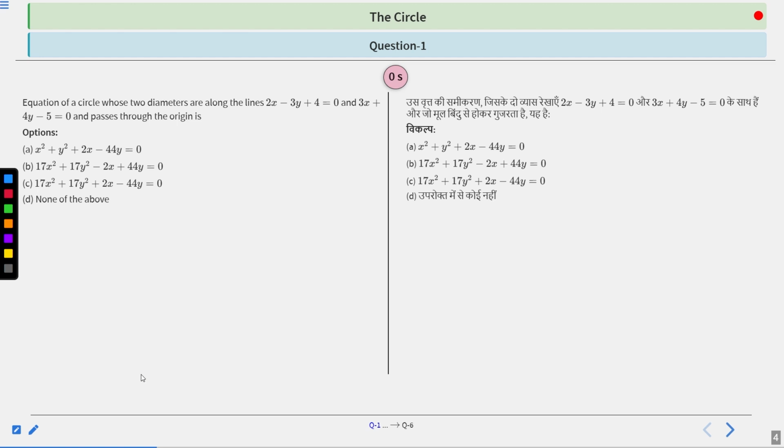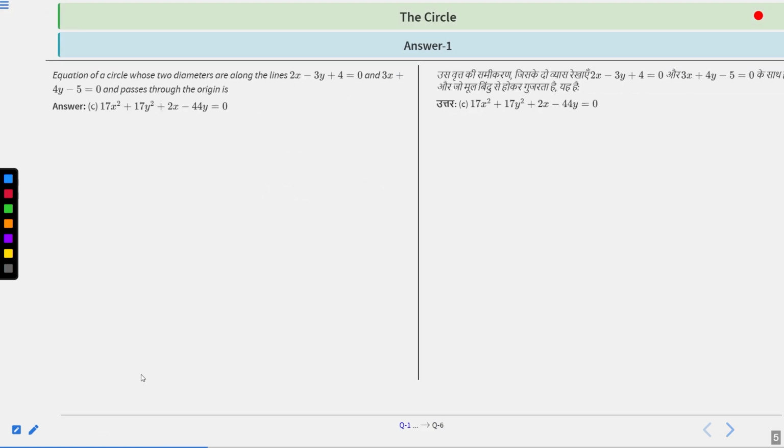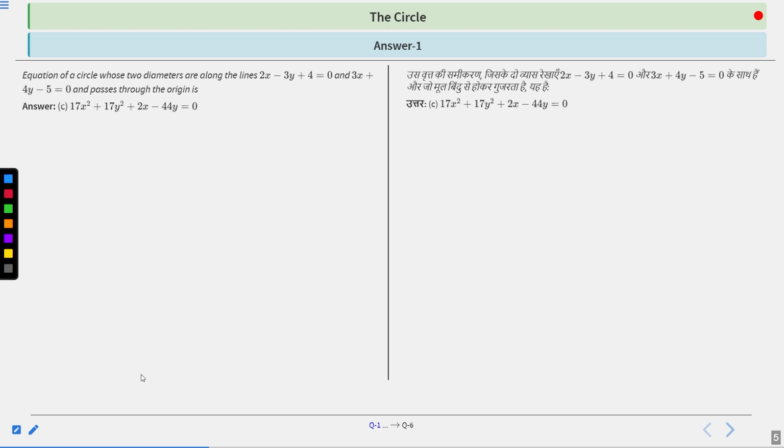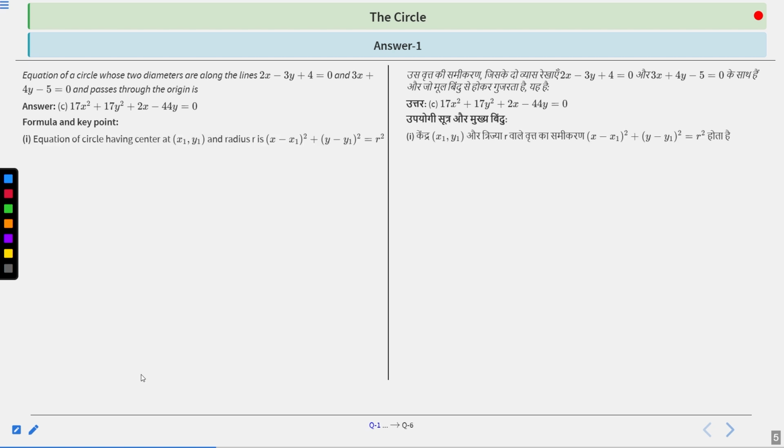Okay, let's move to the solution. In the given question, the formula and key points we will use: the equation of a circle having center x1, y1 and radius r can be written as x minus x1 whole square plus y minus y1 whole square is equal to r square, right? Now the distance between the origin and the point x1, y1 is root over x1 square plus y1 square.